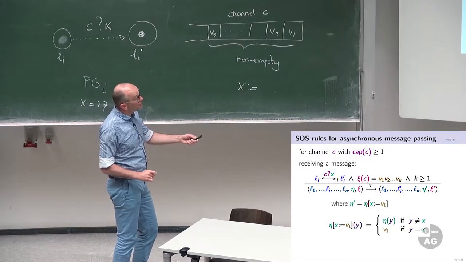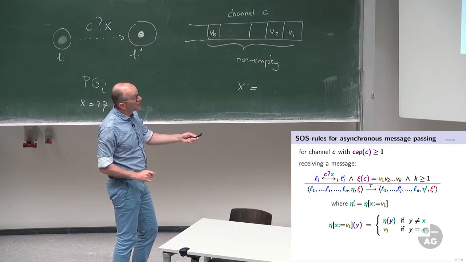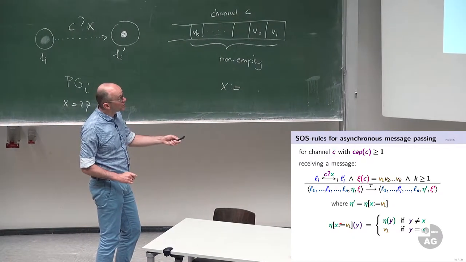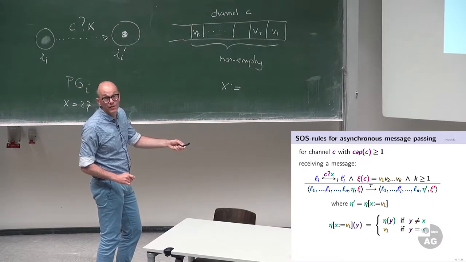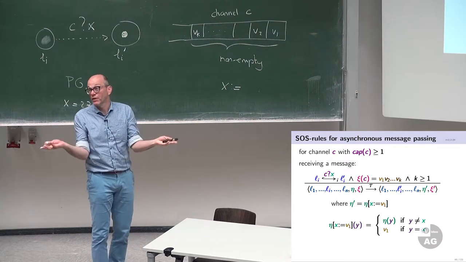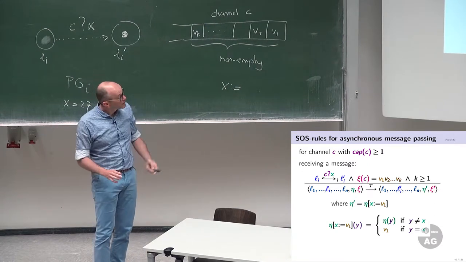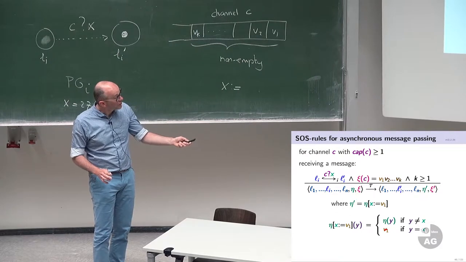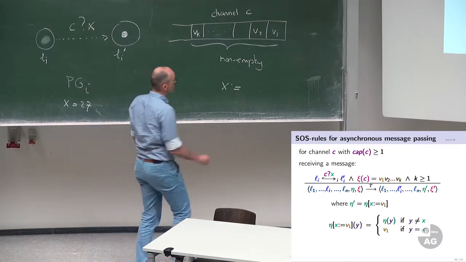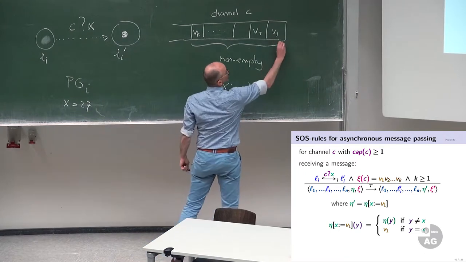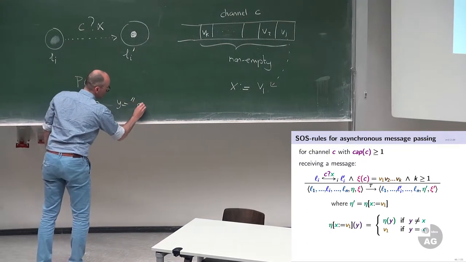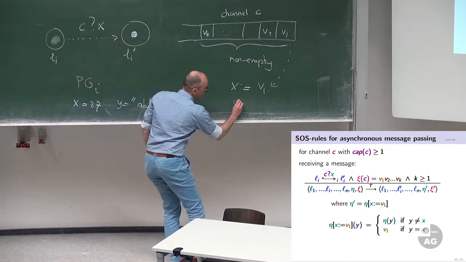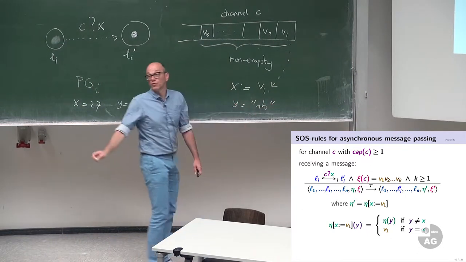That's described as follows. The new valuation eta prime is only affecting x. That's what the square brackets mean here. So this function eta, where x becomes v1: for any y different from x, it equals eta of y. This is basically saying every variable different from x is not changed. The second line tells you if y equals x, the new value of x is going to be v1, which is exactly this value over here. If the value of y, for instance, was the symbol ab, then y is still ab. That's not going to change.